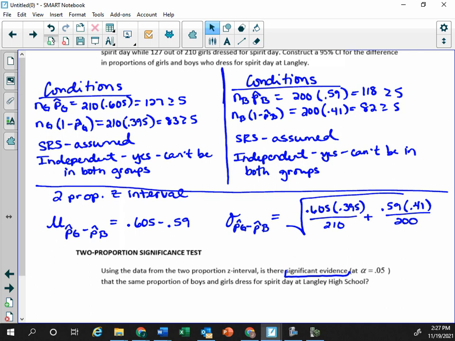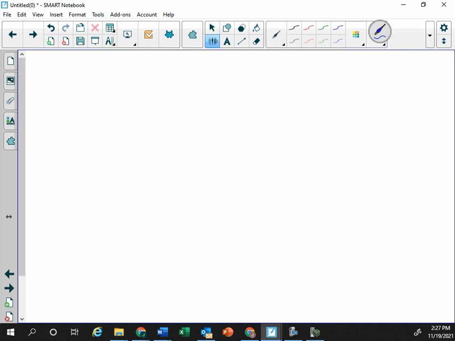I'm gonna give myself a little more room here. So again, just to make sure you're familiar with the formula for the confidence interval, you don't have to do this by hand, but it would have been the difference between the two, so the 0.605 minus the 0.59, and then plus or minus your critical Z. Do you guys remember the critical Z value for 95% confidence?